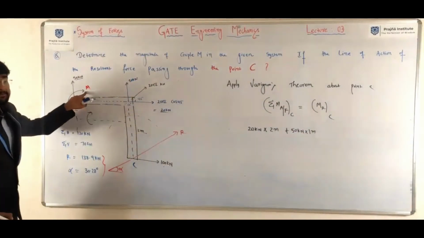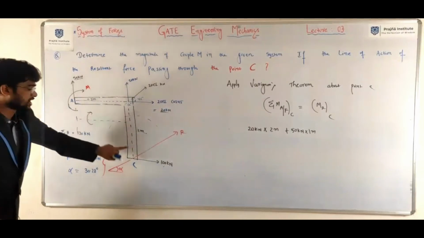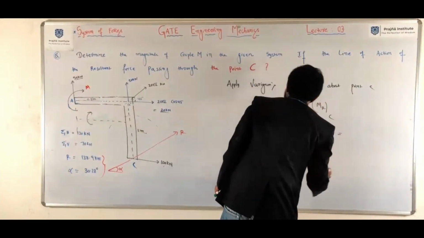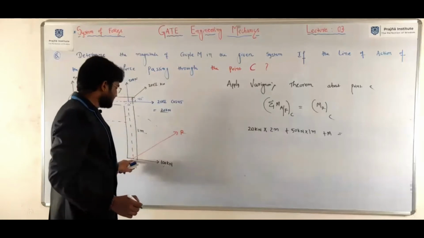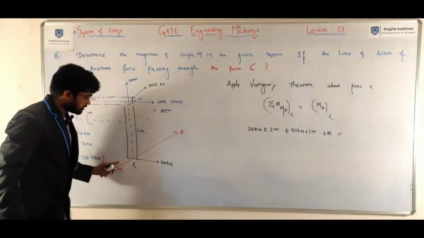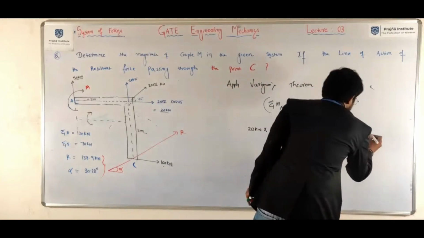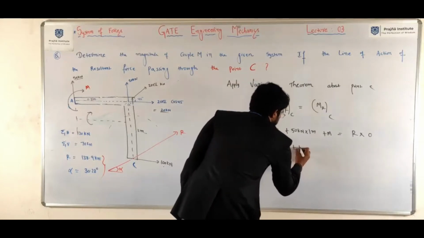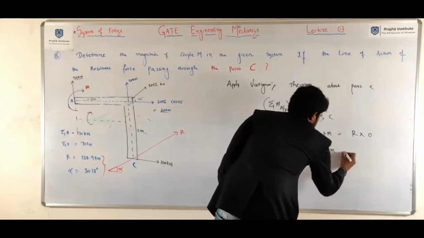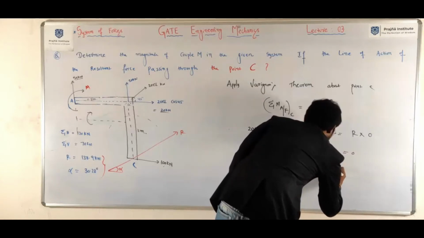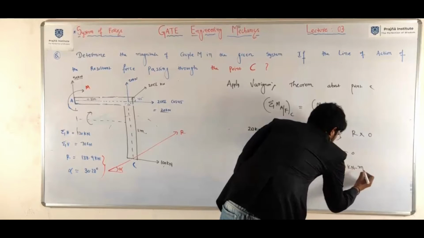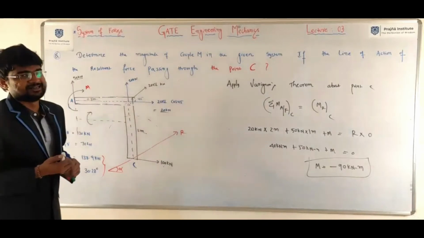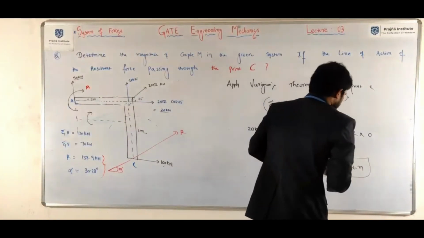Next, the couple M is acting here. It is clockwise, only na. Plus M. Moment of the resultant force about this point: your line of action of the resultant force is passing through the point C. That is why R into 0. Finally, this is how much? 40 kilonewton meter, 50 kilonewton meter plus M equal to 0. M is equal to minus 90 kilonewton meter. It should be an anti-clockwise couple, okay, with magnitude 90 kilonewton meter.